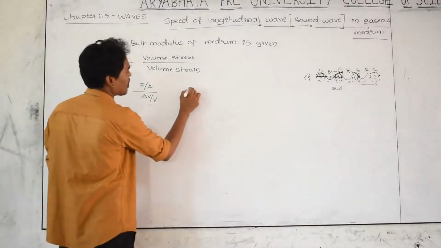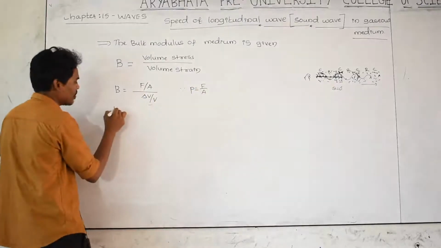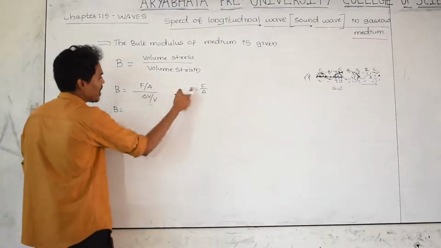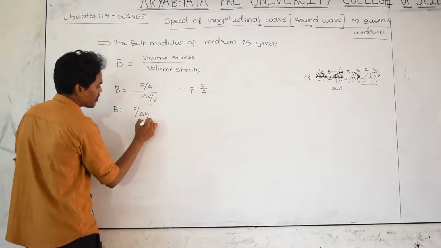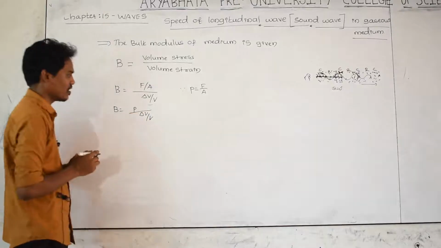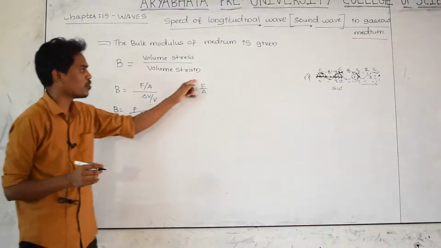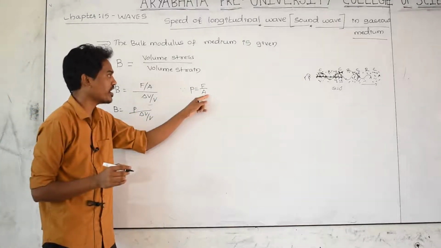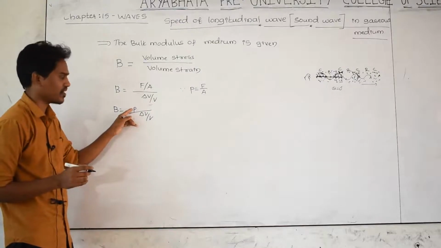Therefore, you know very well, pressure is equal to force per unit area. Can I write B is equal to F by A divided by delta V by V? F by A is equal to P. Pressure or stress is equal to force per unit area. That's why force per unit area means volume stress. I have written it as P, pressure.